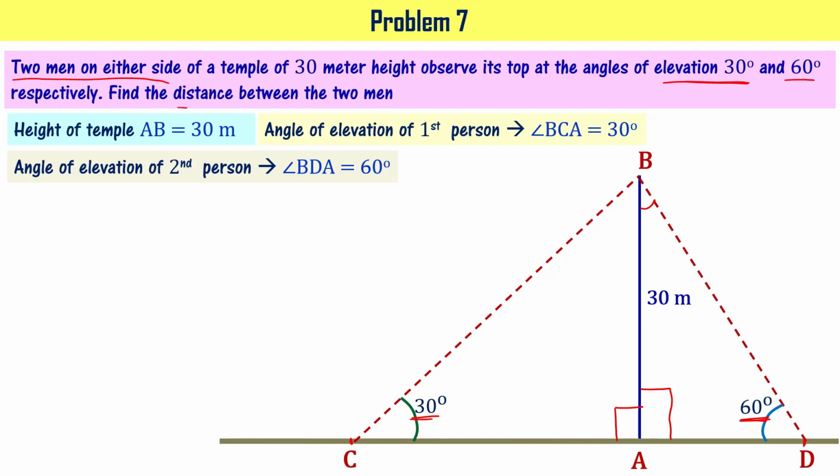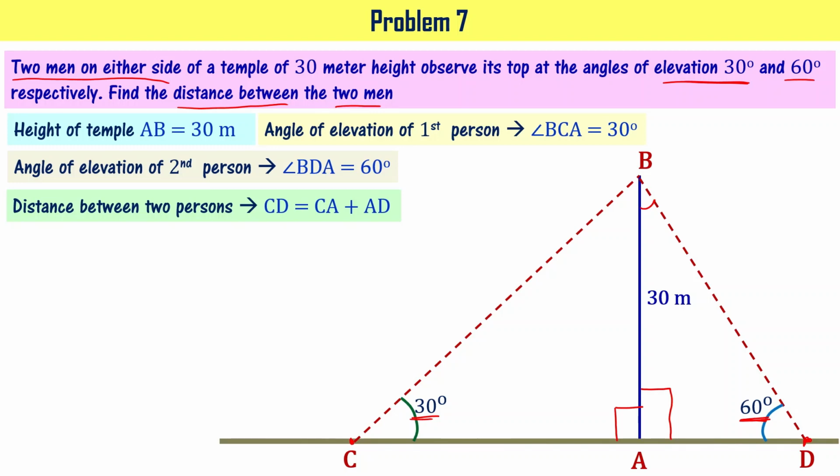Now let's see the problem statement. We have to find the distance between the two men. One person is standing at C, other person is standing at D. It means the distance between them is CD, that is equal to CA plus AD, right? To get the value of CA, let's consider triangle ABC first. Okay, angle C is 30 degrees. It means its opposite side is AB and its adjacent side is AC. Now we can write tan 30 degrees equal to AB by CA or AB by AC, right?